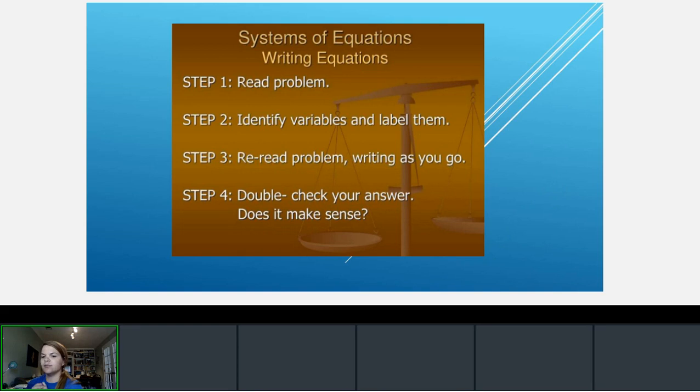All right, so the steps we're going to follow in writing systems of equations is, first, we're going to read our problem. We're going to identify our variables and label them. The variables are going to be our unknowns. We're going to then reread the problem and write out two equations that describe the relationship, and then we'll double check our answer. Does it make sense when we read it?